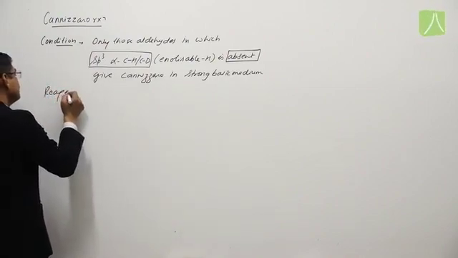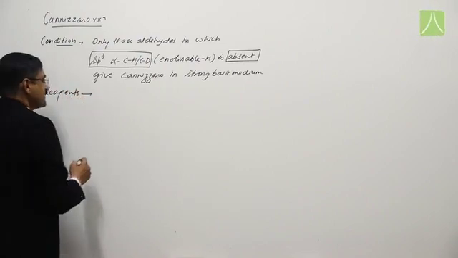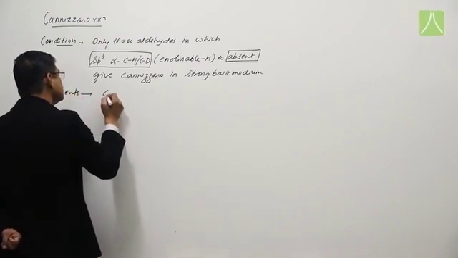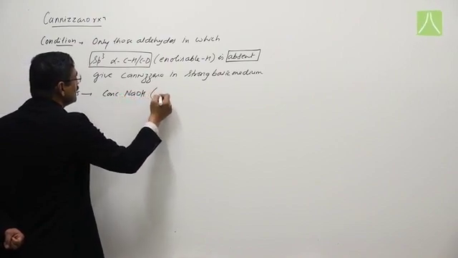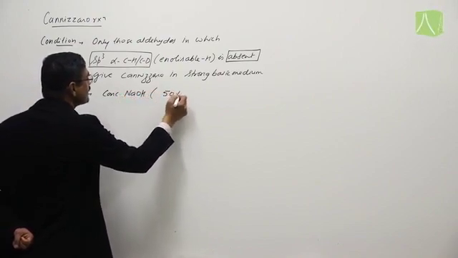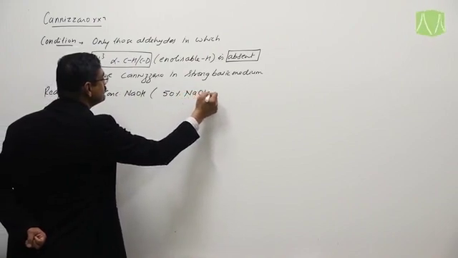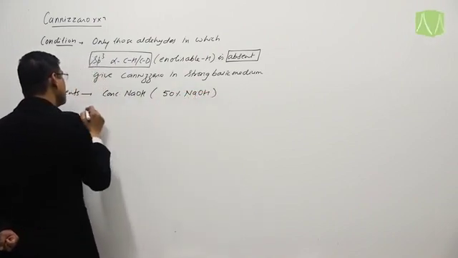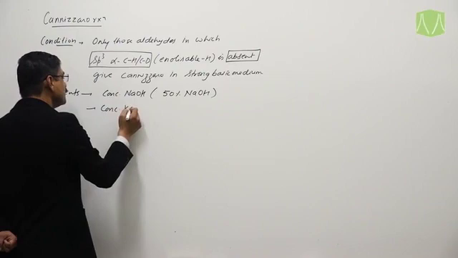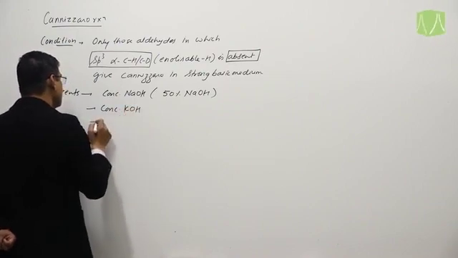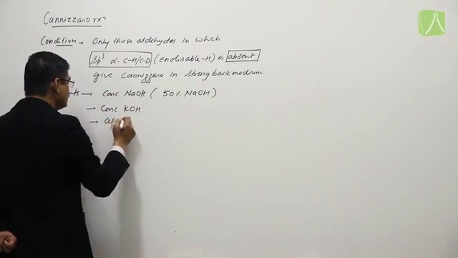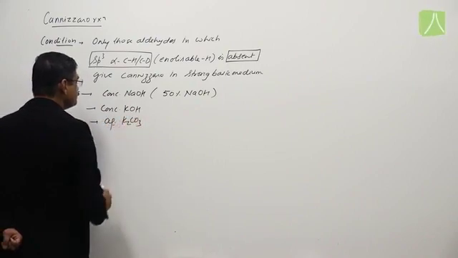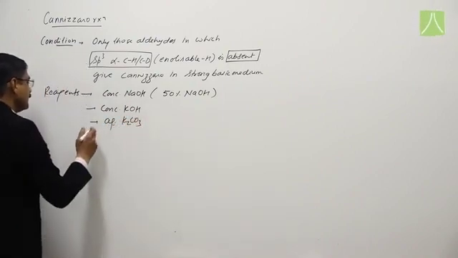Reagents are, general reagents are concentrated NaOH, that is approximately 50% NaOH, or we can take concentrated KOH solution or K2CO3, aqueous K2CO3, like this.